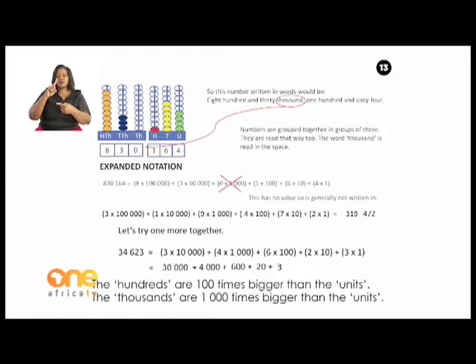Let's try some more examples together. We have 34,623. If you have to expand that, you can do it exactly how it's shown on that slide, and then your final answer should be 30,000 plus 4,000 plus 600 plus 20 plus 3. The hundreds are 100 times bigger than the units. The thousands are 1,000 times bigger than the units.